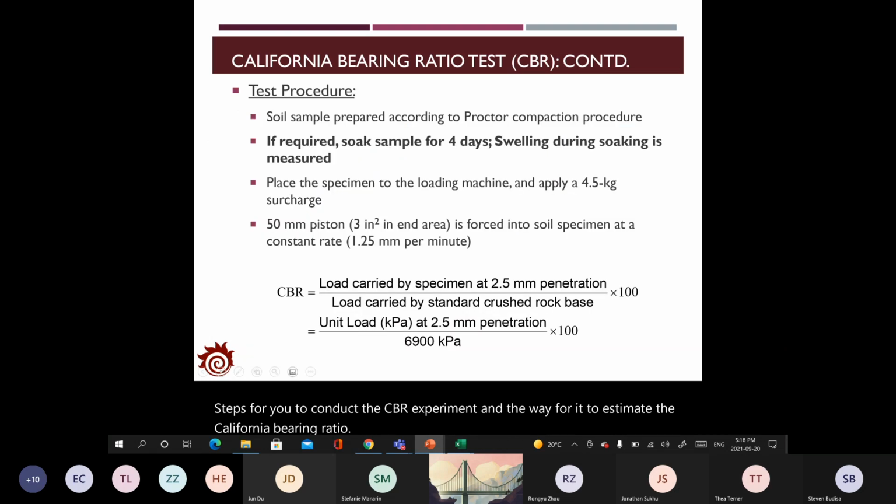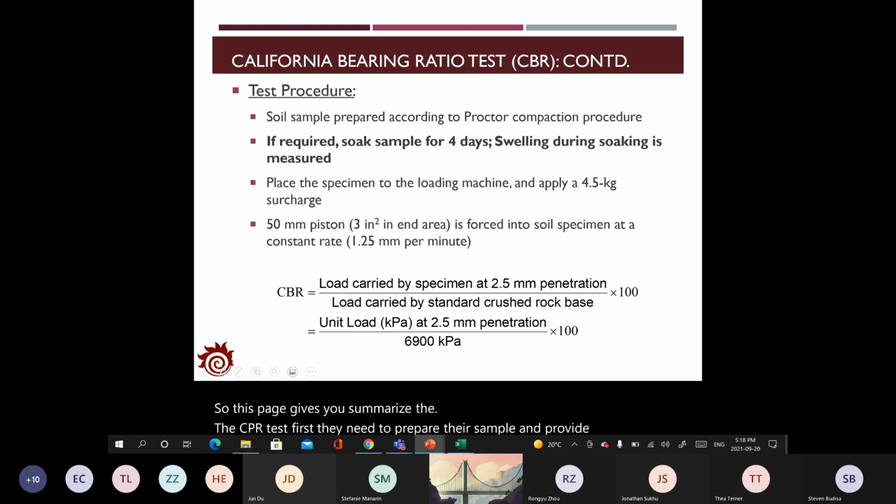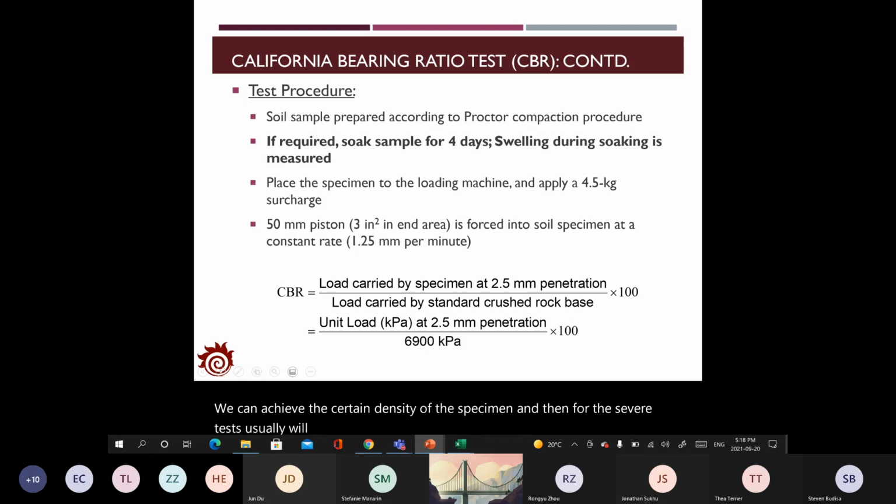So this page summarizes the CBR test. First, you need to prepare the sample and provide the appropriate compaction so that we can achieve a certain density of the specimen. And then for the CBR test, usually we will conduct two experiments. One is the regular experiment, or what we call the unsoaked experiment. So we just add some water to the aggregates and then do the experiment and estimate the moisture contents.